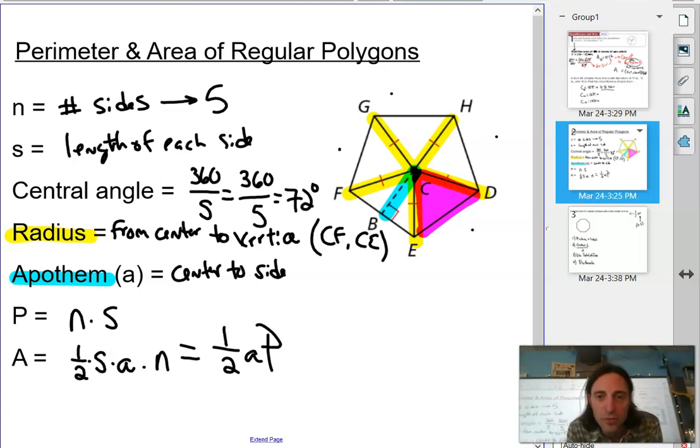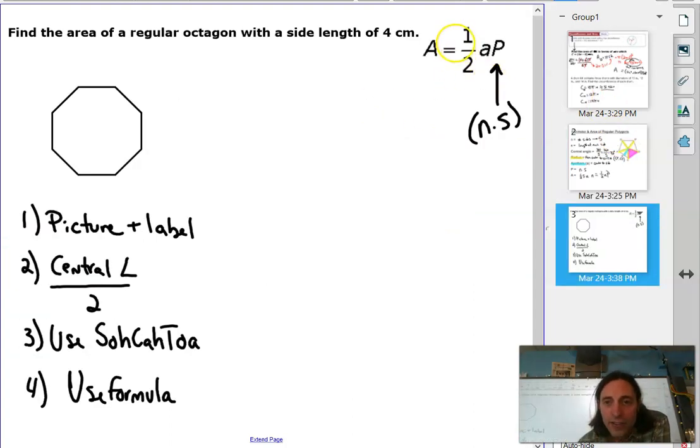Now, let's do an example problem of how this works. Again, I've got my formula up here where perimeter is the number of sides times the length of each side. Again, when you're given a problem, think about your formula, step 1. Think about a picture, step 2. So let's take this picture and label it. It says find the area of a regular octagon. Octagon means it has 8 sides, with a side length of 4. So these are all now 4, and there are 8 sides. So by the way, now I know this number right here is 8.